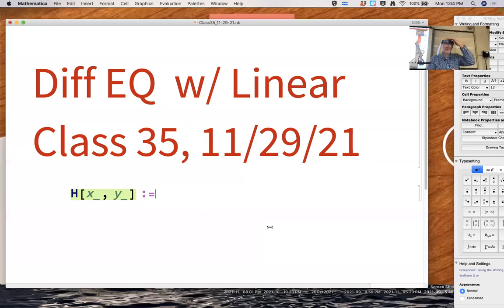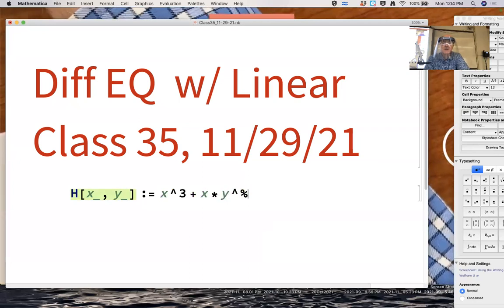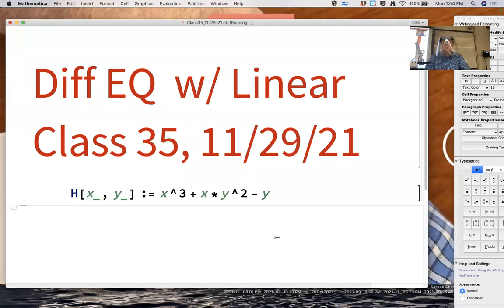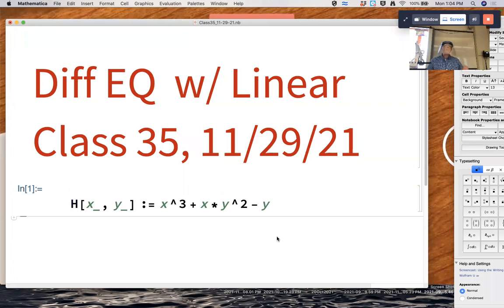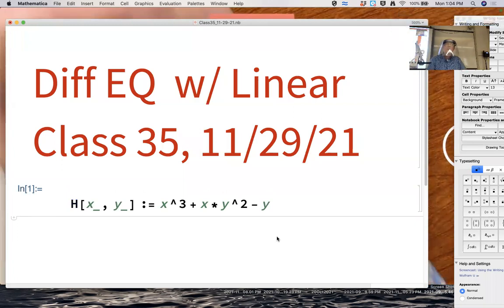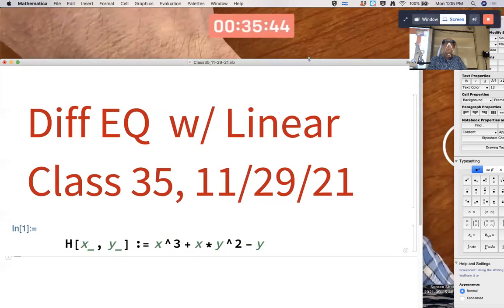Now I can make up pretty much any function I want here. Maybe x cubed plus x times y squared minus y or something as my Hamiltonian function. That would not mean it's got any applications, but it is a Hamiltonian function that I can create a Hamiltonian system from. And what is that Hamiltonian system?